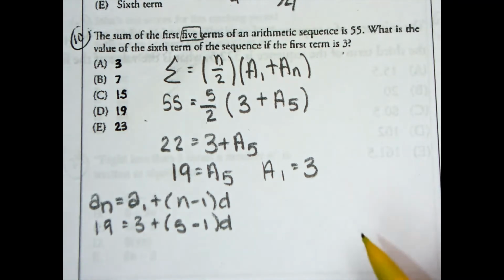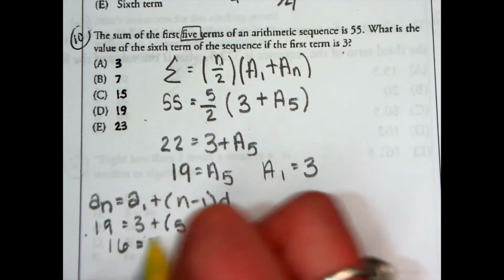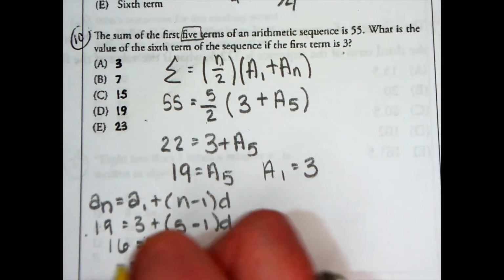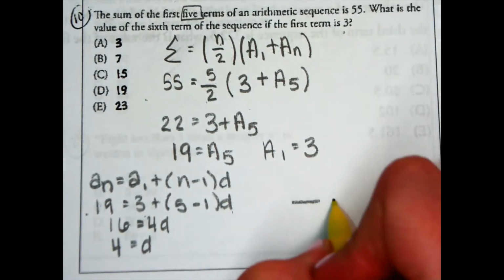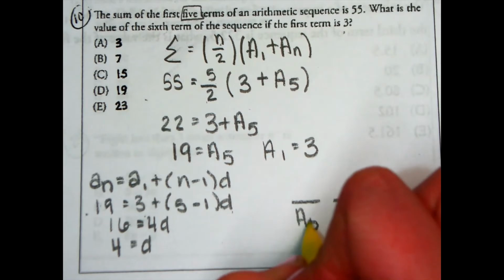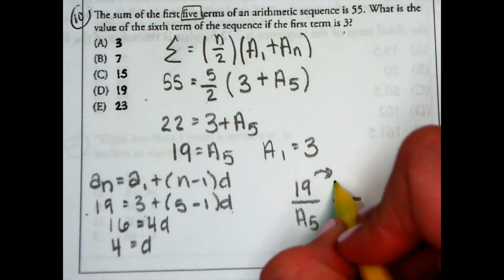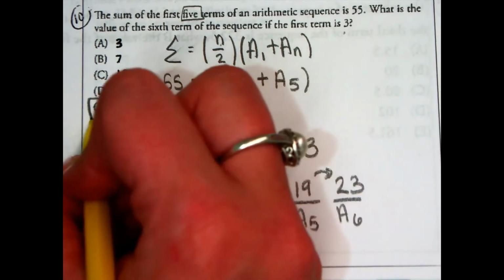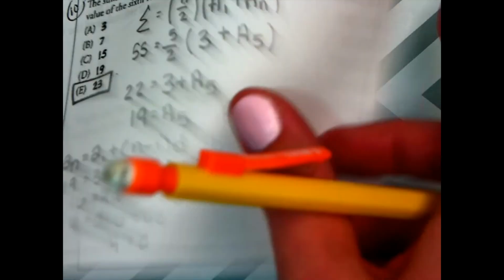All right, so what we're going to do from here is solve for d. So I'm going to subtract to get 16 equals 4d, and when I divide by 4, I get 4 as my common difference. So if I'm trying to get to a sub 6, but I know a sub 5 is 19, I'm going to add 4, which gives me 23. Option E. So you do have to kind of use a combination of both of the formulas to properly find the value of the next term. All right, number 11.